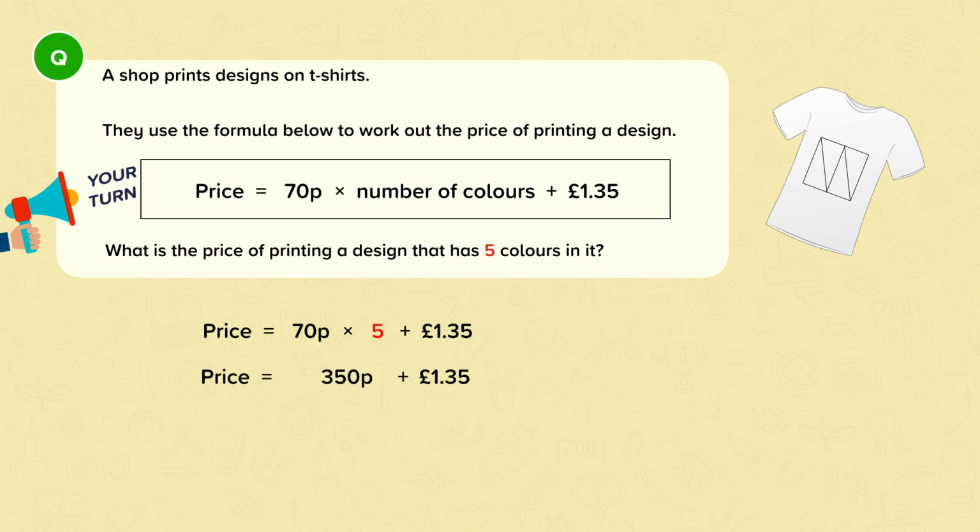If we convert 350p into pounds, that's the same as £3.50. So the price is £3.50 plus £1.35. Finally, we add up these two numbers to get the final price, which is £4.85.